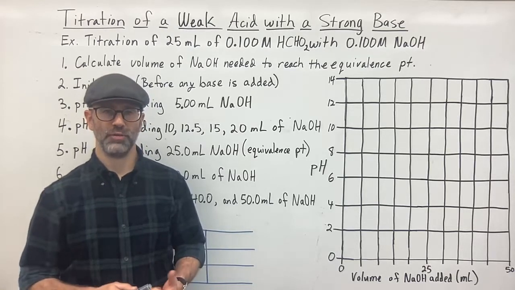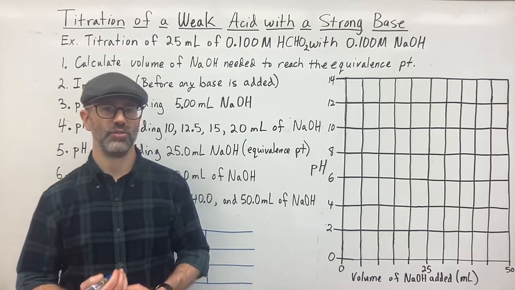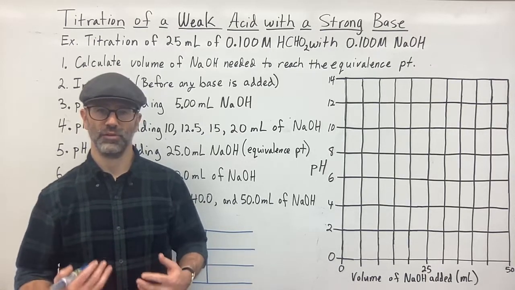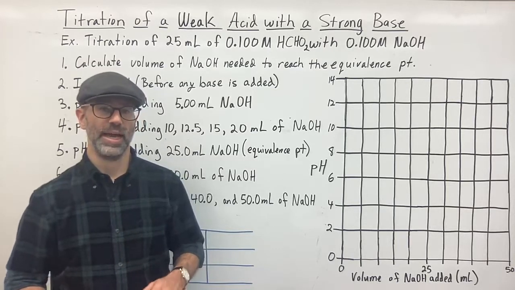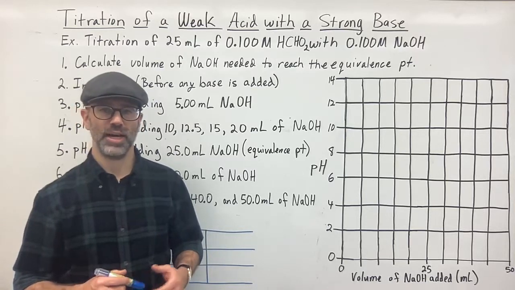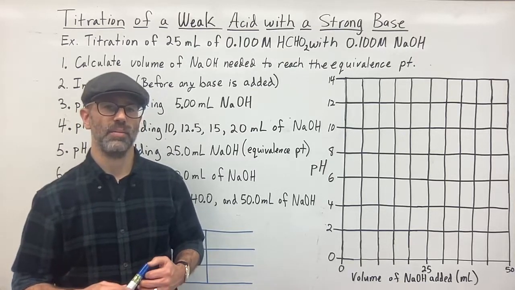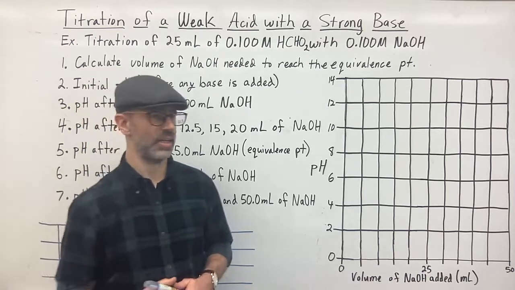In my previous videos, I showed you the titration of a strong acid with a strong base. In this video, we're going to look at a weak acid being titrated with a strong base. We saw before with the strong acid that we saw an S curve, and so we're going to see what kind of curve we get here. So let's get into this.